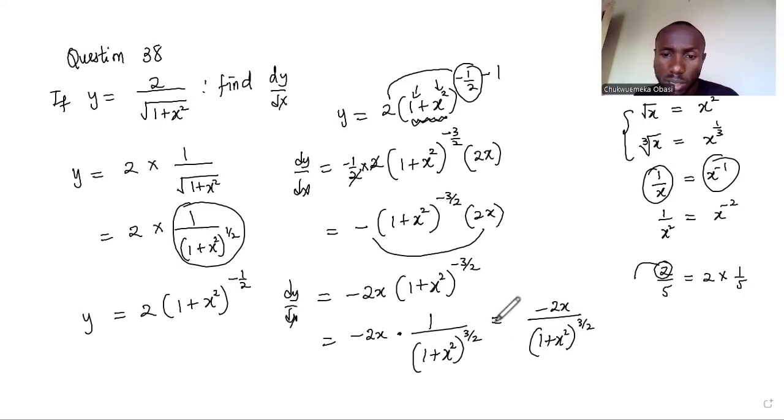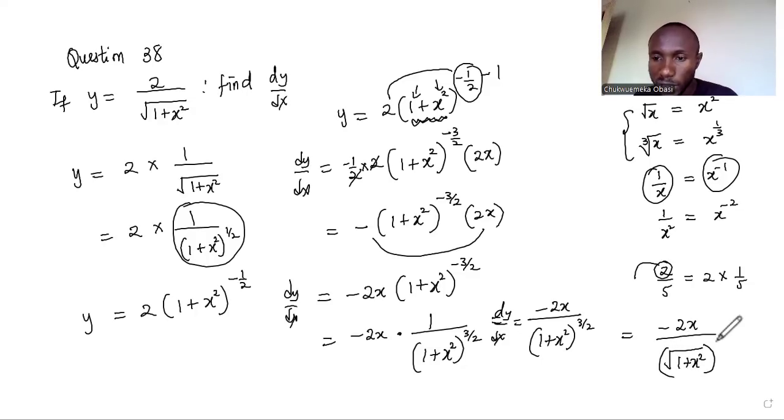This is a possible answer. This could be your dy/dx. And again, they might also go further to tell you that you can still simplify this expression further, and that becomes negative 2x upon the square root of 1 plus x squared all to the power 3.